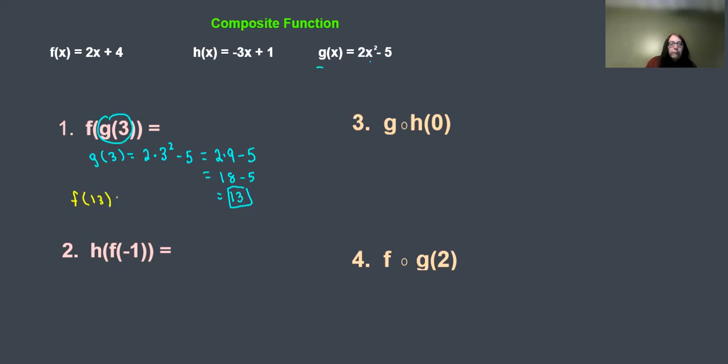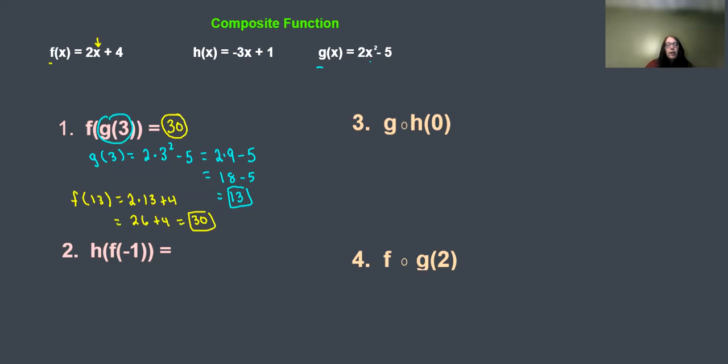So in my f function, wherever I see an x, I'm going to put 13. It's 2 times x, so it's 2 times 13 plus 4. So 2 times 13 is 26, plus 4 is 30. So f of g of 3 is 30. And that's my answer. Again, think innermost parentheses first, just like order of operation.